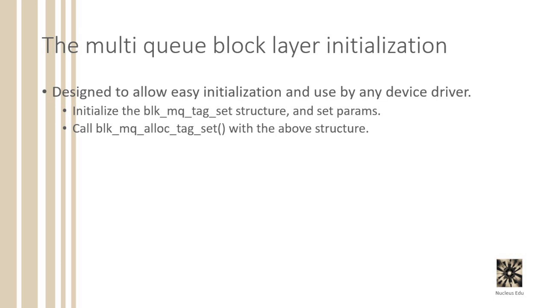Right, so once the block MQ tag set is initialized with the relevant data, the function block MQ alloc tag set can be called with the structure. The second and last step here is to initialize the request queue structure, which is one of the main structures in MQBL. It will be used internally by the MQBL to access the custom function pointers. Besides that, it also holds a lot of MQBL related data fields.